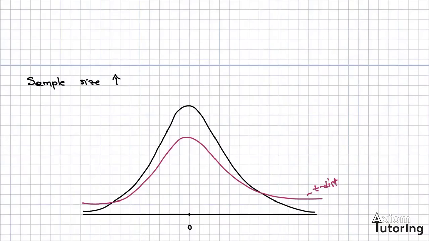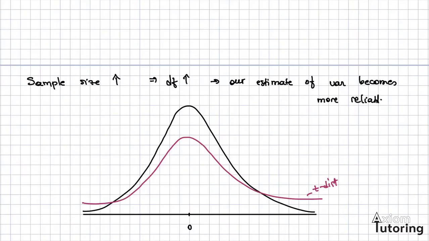So as the sample size increases, what happens is the degrees of freedom also increase. It means that our estimate of the variance becomes more reliable. Okay? Which means that uncertainty about the variance is shrinking.